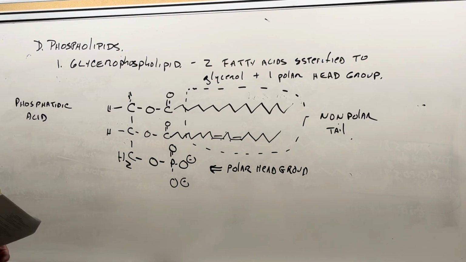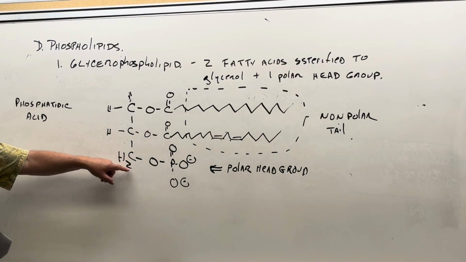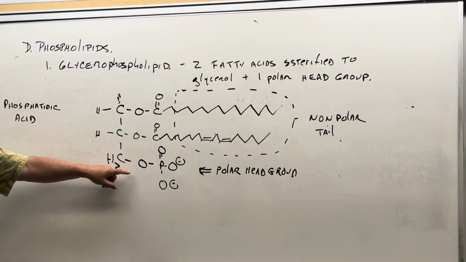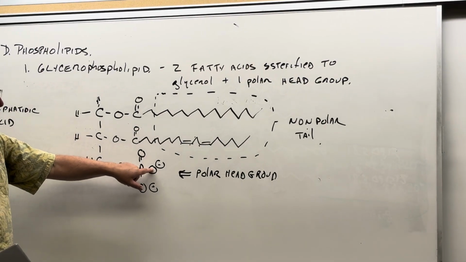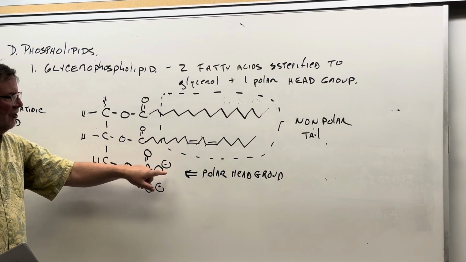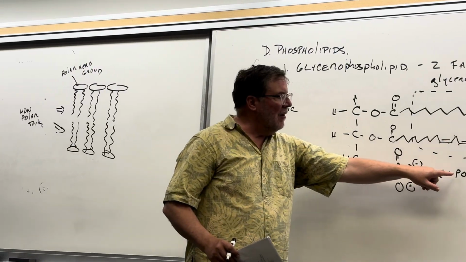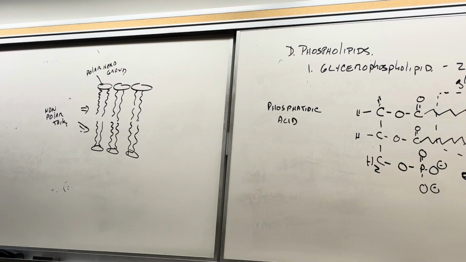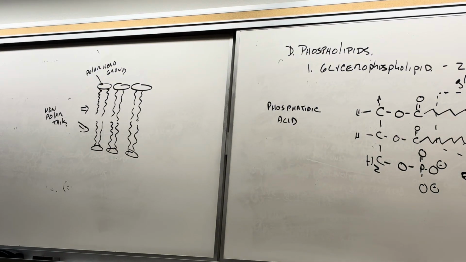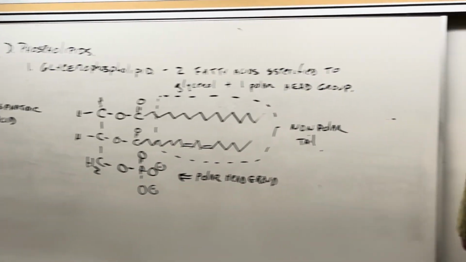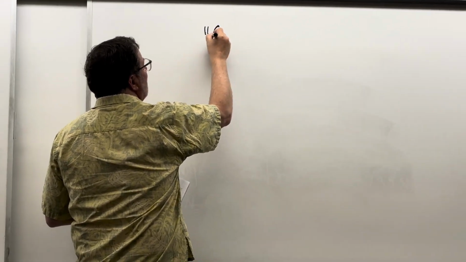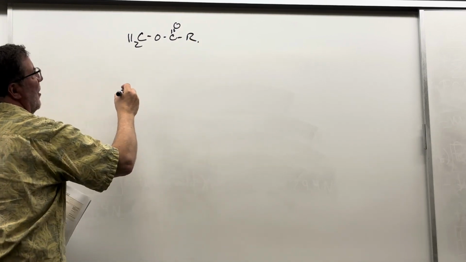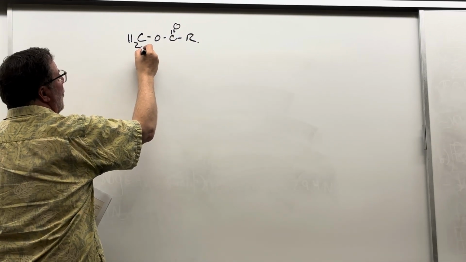Now this is just one of many different phospholipids. The other thing is, coming off this oxygen here, you can start putting a bunch of other stuff on there. So I'll give you one example, which is choline. I'm going to save a little bit of time and just put the R group here.